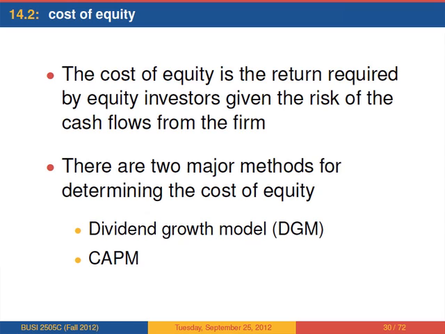Well, first let me just review the first half of 14. This is stuff that you should know, so I'll go through it pretty quickly. For the cost of equity, you can use the dividend growth model, which is based on the dividend payments, discounted at a required rate of return, or the CAPM, the capital asset pricing model, which is based on the beta of your stock, the risk-free rate and the equity risk premium.